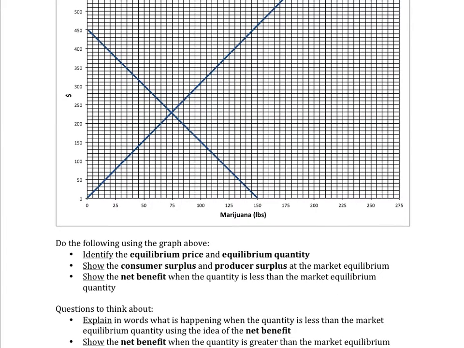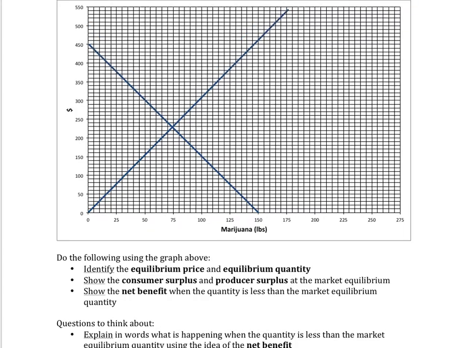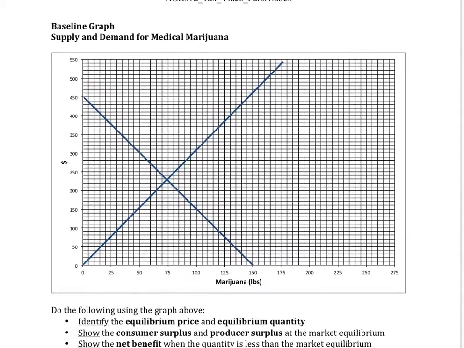So in this, I'm asking you to do the following. Identify the equilibrium price and equilibrium quantity just before any tax is imposed. Show the consumer surplus and producer surplus at that market equilibrium, and show the net benefit. And actually, I'll just say show the net benefit, period, just to reinforce the basic concepts. This is practicing some basic concepts that we're going to use when we start applying a tax in subsequent videos.